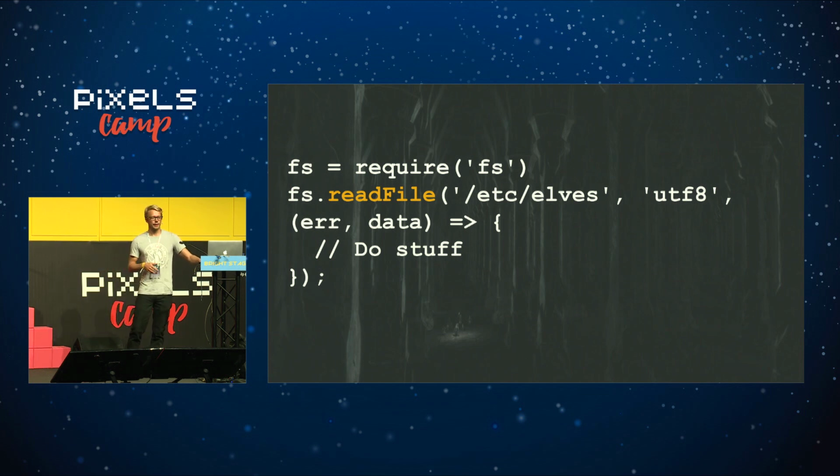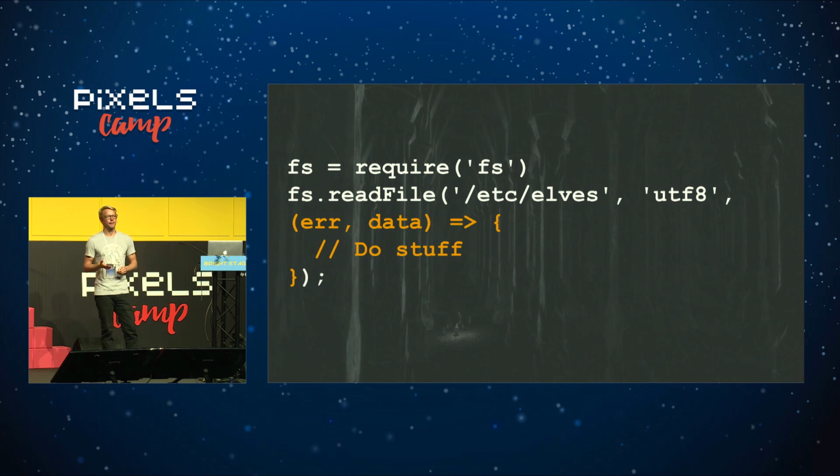Instead of getting the data back immediately, or at least sending a pointer, we send a function that will be called once the data is available. So when Node reads the file, it will call our function, and we will be able to get the data through there.